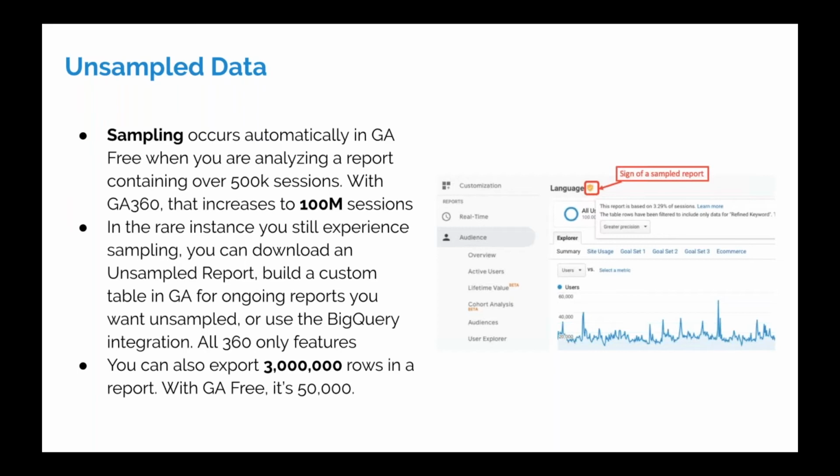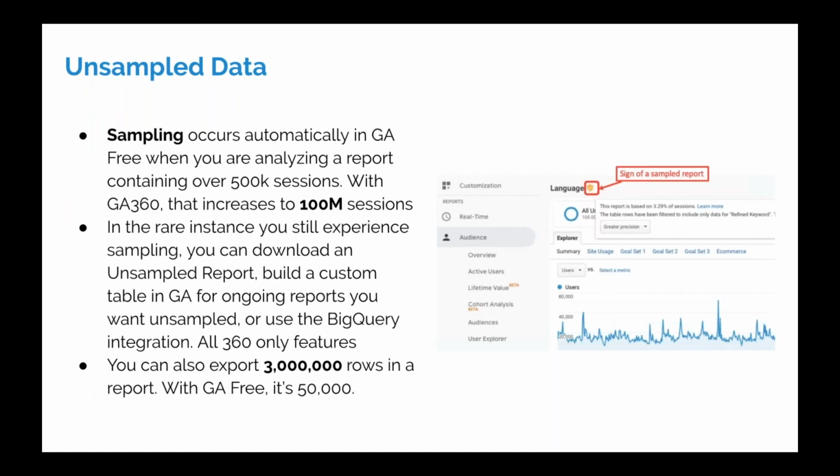But that generally does not suffice for marketers. You don't want to be making assumptions or inferences. You'll see sampling if you're looking at a report with over 500,000 sessions, whereas with Google Analytics 360, that sampling threshold increases to 100 million sessions. So a pretty enormous difference there, and you'll basically rarely see that very annoying check mark at the tops of reports.